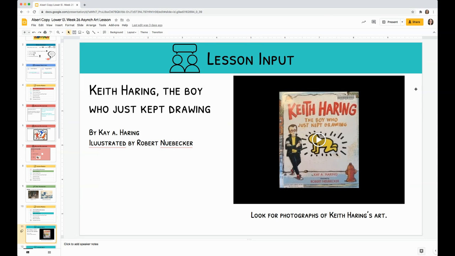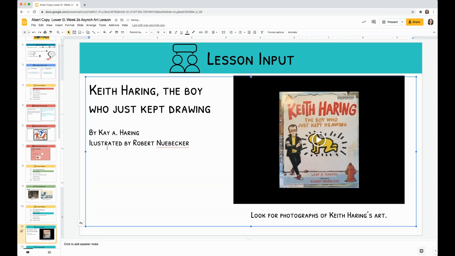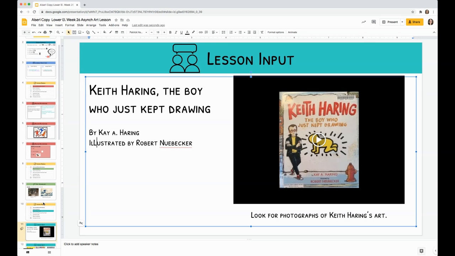We have read this book in art class before. It's called Keith Haring, The Boy Who Just Kept Drawing by K.A. Haring, and it's illustrated by Robert Neubecker. I am going to skip this slide, but I think I'm going to put a video link in this lesson where you can watch the story on your own time if you'd like to. It's a really cool book.